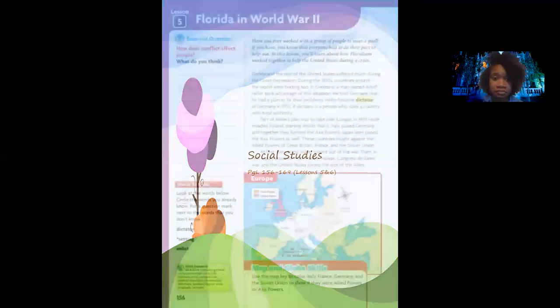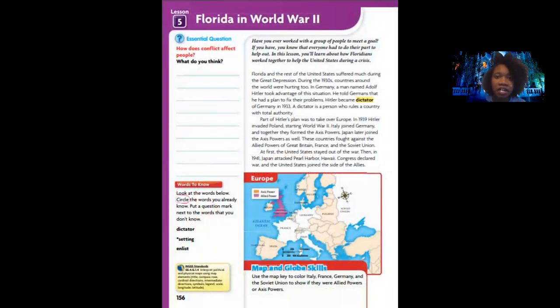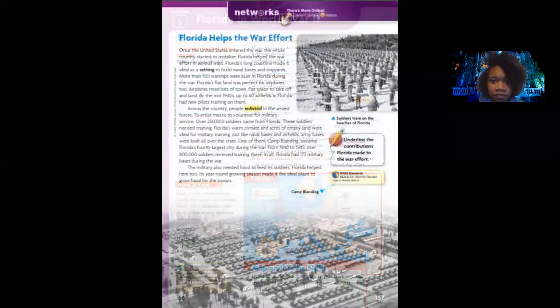For social studies this week, you're using pages 156 to 169. That's lessons 5 and 6. And then we are going to be completely done with Unit 4 of social studies. So lesson 5 focuses on Florida and World War II. And it has your vocabulary words. Dictator. Remember, look at your essential question. How does conflict affect people? What do you think? And you're going to read through this week.